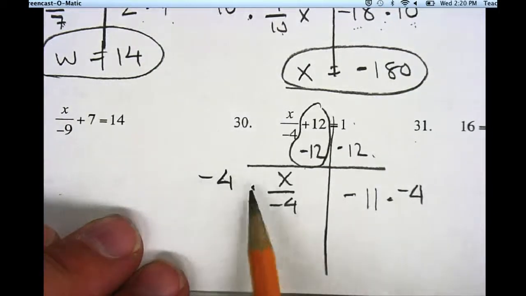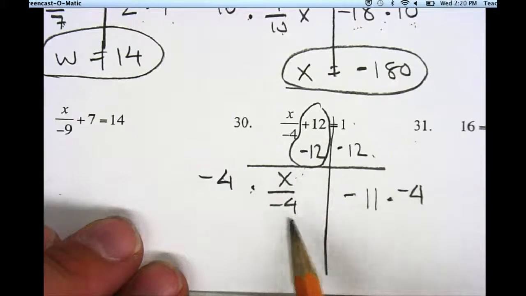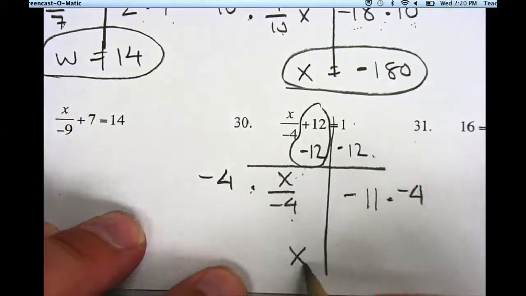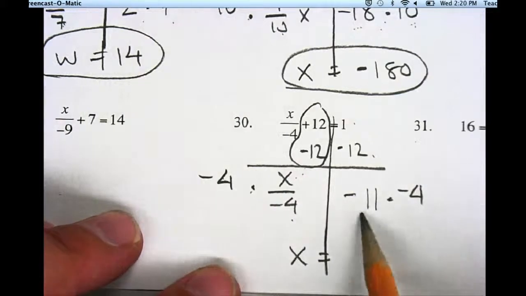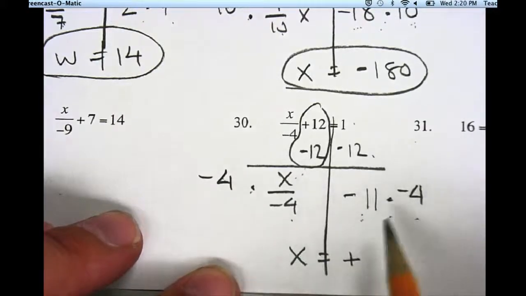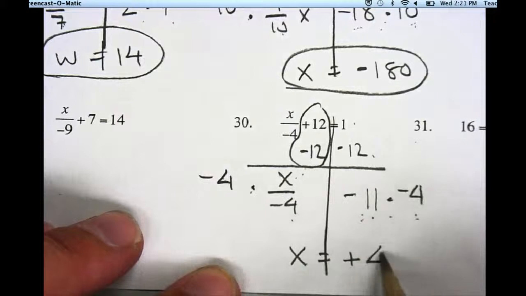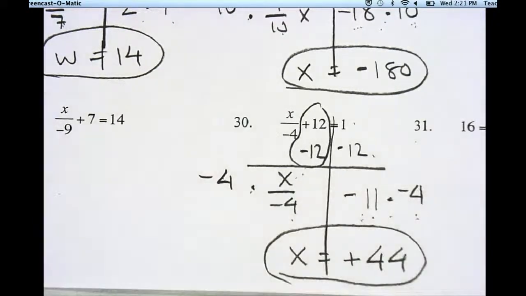So negative 4 times x is negative 4x. Negative 4x divided by negative 4 is, is this going to be 1 or x? On the other side of the equation, I have negative 4 times negative 11. Negative 11 times negative 4, a negative times a negative is positive. 11 times 4 is 44. So the answer for that one is x is equal to positive 44.